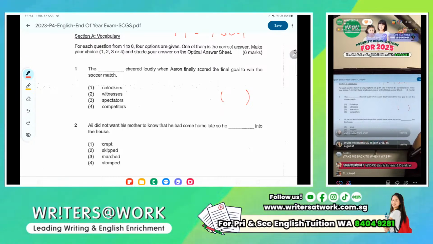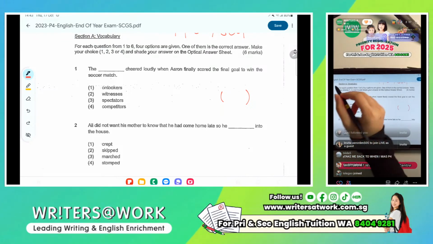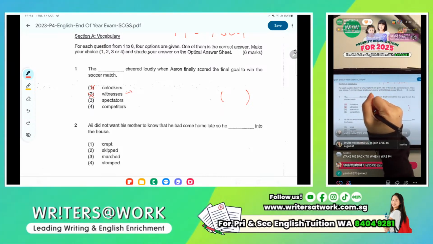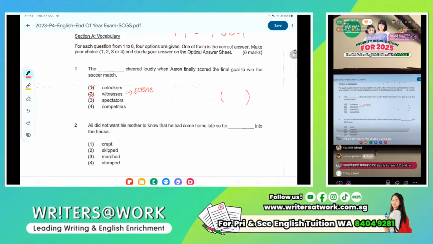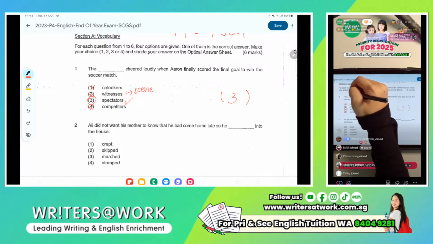For P4, what is the answer for question number 1? Who cheered loudly when Aaron finally scored the final goal to win the soccer match? It definitely can't be onlookers or witnesses. Witnesses usually witness a scene, a crime scene, or a trial in the law firm. So it definitely can't be witnesses, and not competitors. The competitors wouldn't really cheer for you. So the answer can only be spectators. Let's write it down.